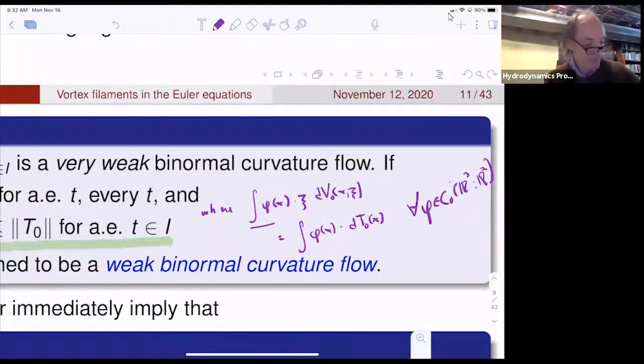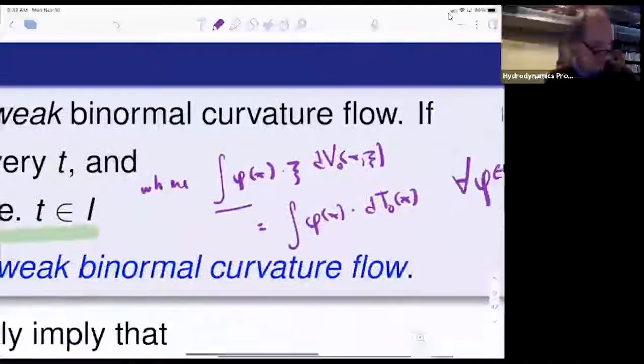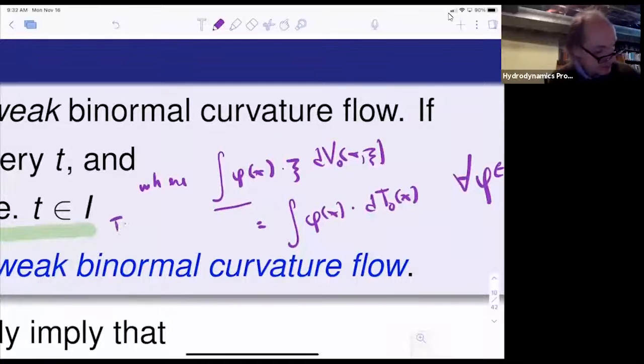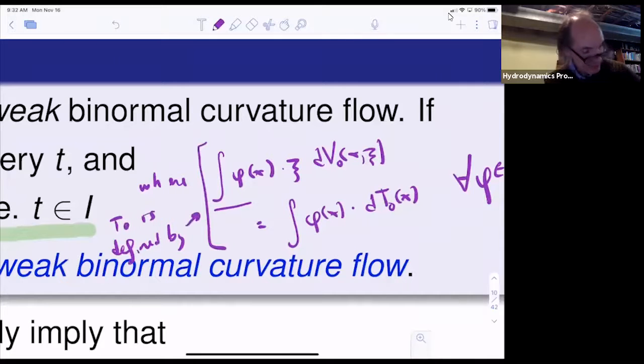And so T naught is defined by this. So if I let my varifold act on test functions of this form, a vector field X dot the vector C, then that gives me a measure on R3.